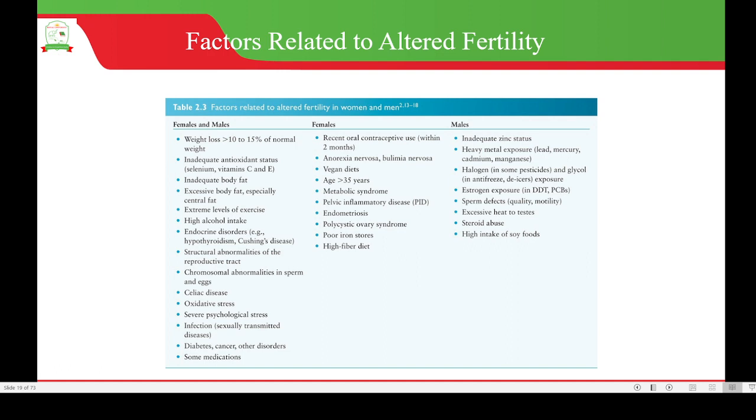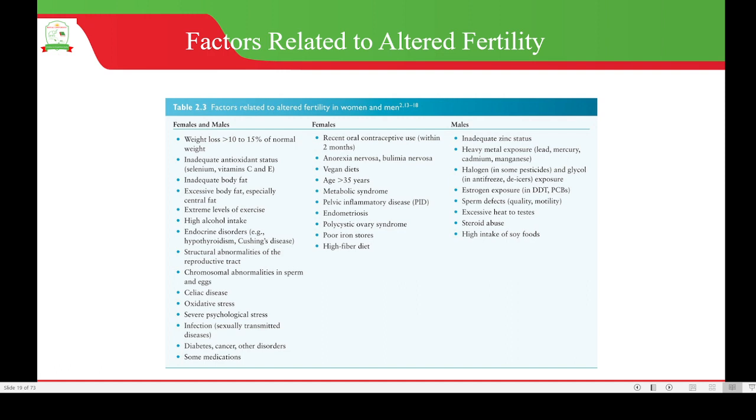Vegan diets may also cause altered fertility because there are some nutrients that are only obtained in animal foods. So a person who consumes only plant foods will be at risk of deficiency of some of these nutrients that may contribute to altered fertility. Pelvic inflammatory disease, endometriosis, polycystic ovarian syndrome, poor iron stores, and high fiber diet.